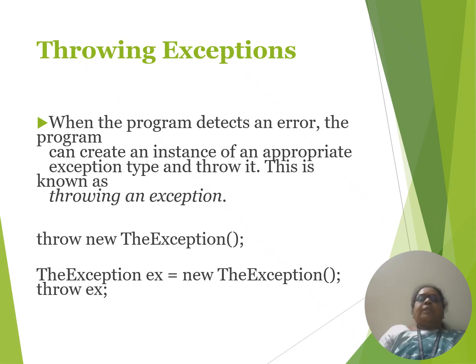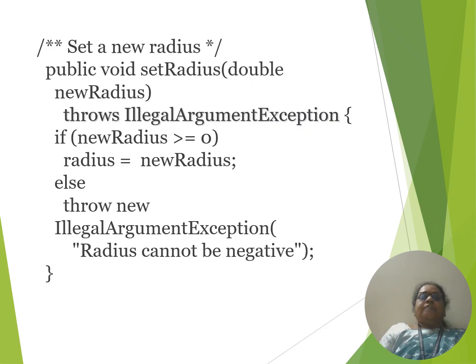Throwing an exception. When a program detects an error, the program can create an instance of an appropriate exception type and throw it. This is known as throwing an exception. When the program detects the error, it may be a syntax error or a runtime error. Then we can create the instance of the appropriate exception type: throw new exception. We create the object, then we throw the error.